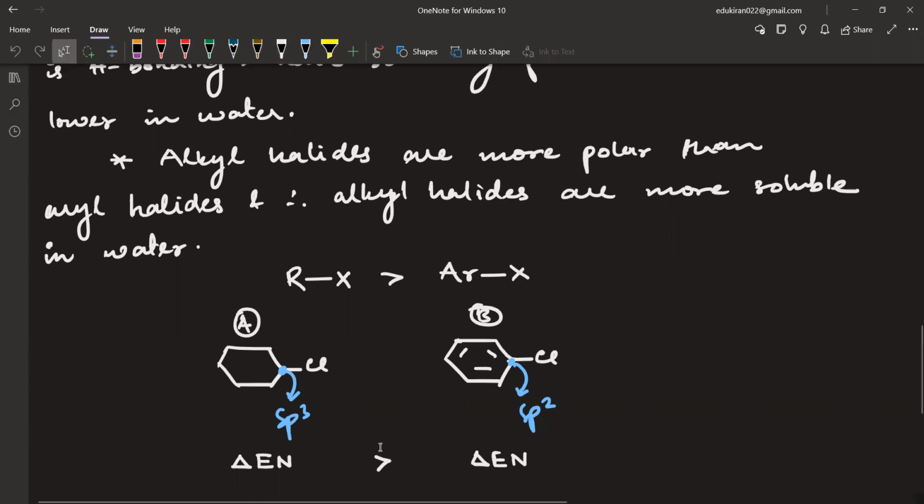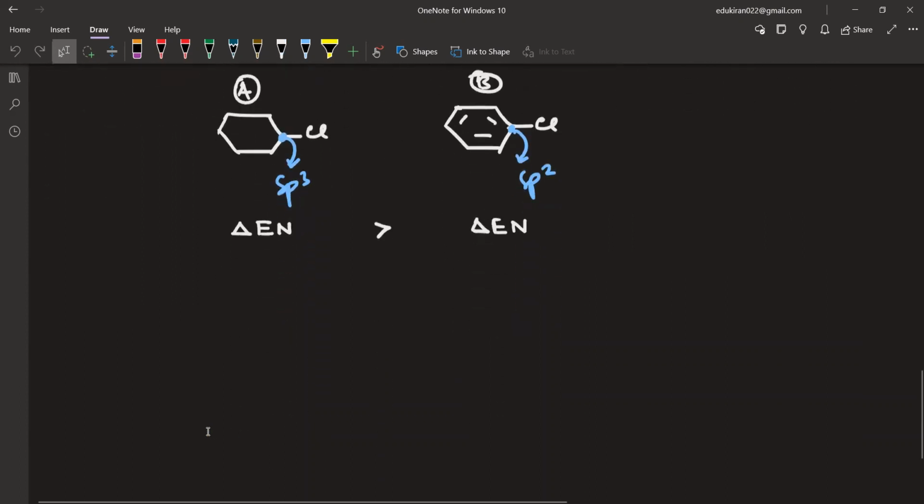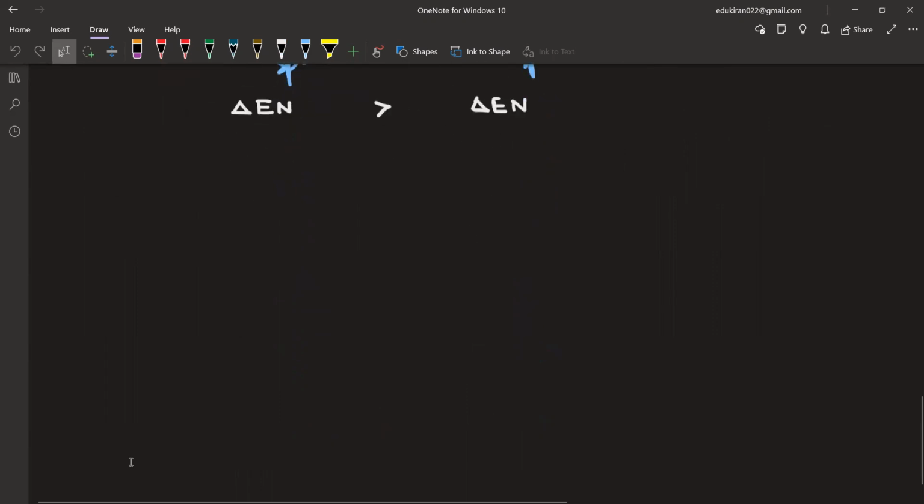Then everyone is on, please tell me. No, sir. Give me a second. Okay. So I will explain this as a physical property only, about dipole moment.